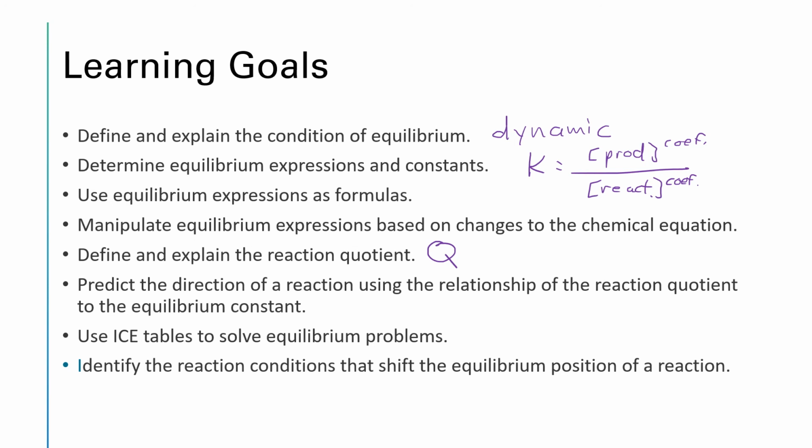We looked at ice tables, which are a very powerful tool to track the stoichiometry of the reaction when it's in equilibrium. And then we also looked, for this last bullet point, at Le Chatelier's principle to see how we can change something like the temperature and how that affects the equilibrium.